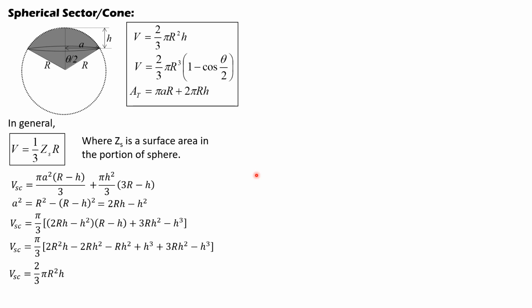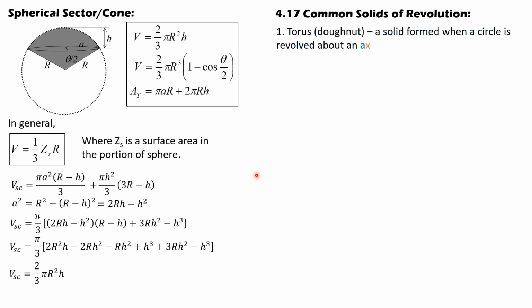Then we have common solids of revolution. So the first solid of revolution that we shall consider is the torus or the donut, which is a solid formed when a circle is revolved about an axis away from the circle. So that's the cross section of the torus or donut.